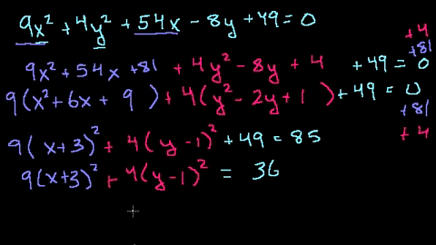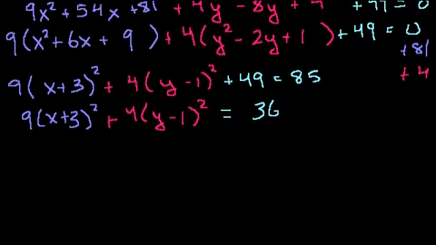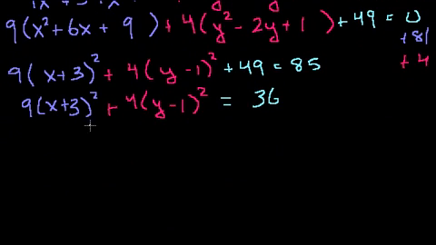36. And now we're getting close. We're getting close to a standard form of something. But remember, all the standard forms we did, except for the circle, we had a 1. And we know this isn't a circle because we have these weird coefficients. Or not weird, but different coefficients in front of these terms. So to get the 1 on the right-hand side, let's divide everything by 36. You divide everything by 36.